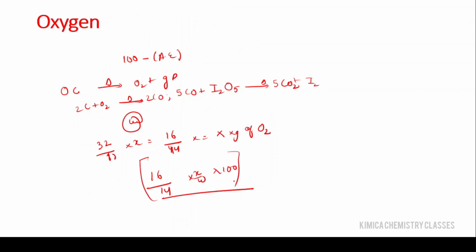So this is all about the quantitative analysis. In this we have covered carbon, hydrogen, nitrogen, halogen, phosphorus, sulfur and oxygen, and how we can estimate or calculate these.